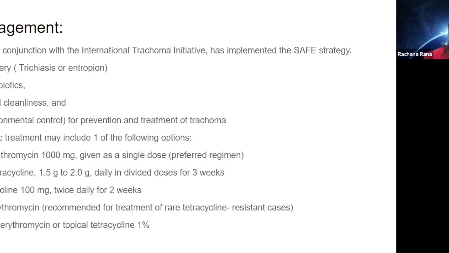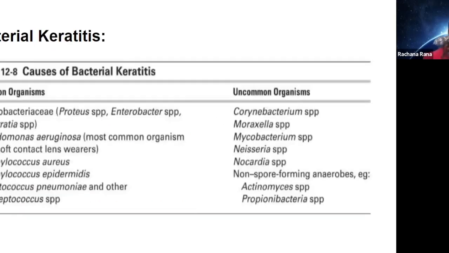For bacterial keratitis, the common organisms are Proteus species, Enterobacter species, Pseudomonas aeruginosa. It is very common in soft contact lens wear, Staph aureus, Staph epidermidis, Strep pneumoniae. In the research that we do here in Telangana, in our country, we can see that Strep pneumoniae is the most common organism for the cornea also.